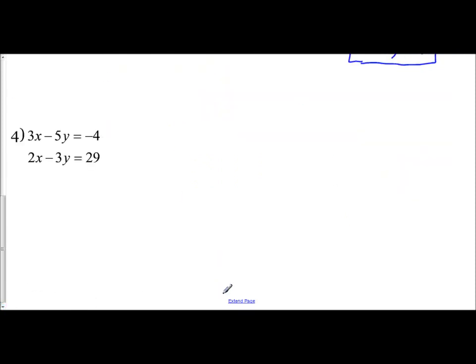Now in this one, I see I have a 3x, a 2x, a negative 5y, negative 3y. In this example, we're going to multiply more than one equation. If there's nothing you can multiply 2 by to get 3, and you can't multiply 3 by something to get 2, then to use this, you kind of have to think, what is the least common multiple of my terms? And I'm going to focus on the x. I'm going to eliminate the x.